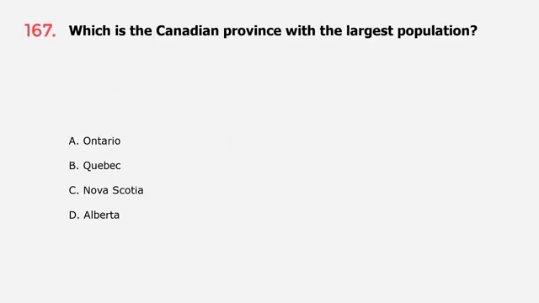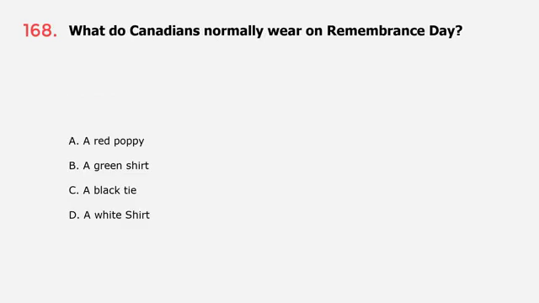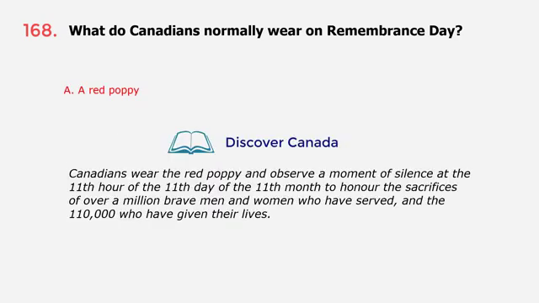Question 167. Which is the Canadian province with the largest population? A. Ontario. B. Quebec. C. Nova Scotia. D. Alberta. The answer is A. Ontario. Question 168. What do Canadians normally wear on Remembrance Day? A. A red poppy. B. A green shirt. C. A black tie. D. A white shirt. The answer is A. A red poppy.